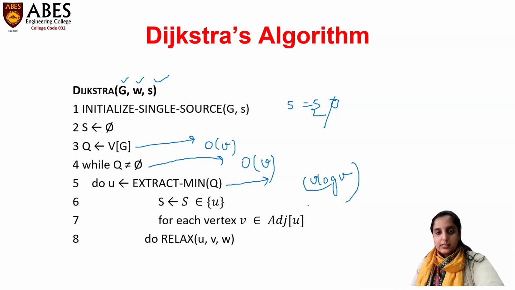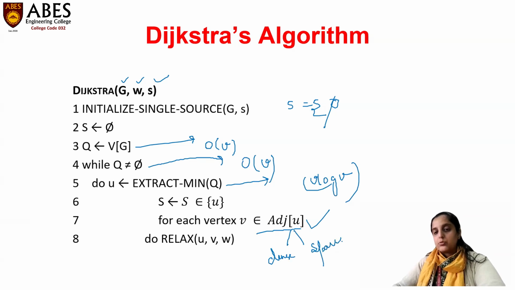Once you have extracted the minimum node, you check for the adjacent vertices. In the Prim's video also, I discussed that this particular statement can have two scenarios: one is for a dense graph and another is for a sparse graph. I have discussed this concept in detail in the previous video, so go and watch that once. Dense and sparse is nothing but a complete and incomplete graph.